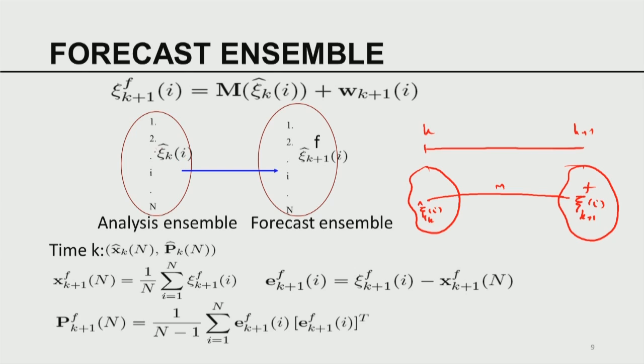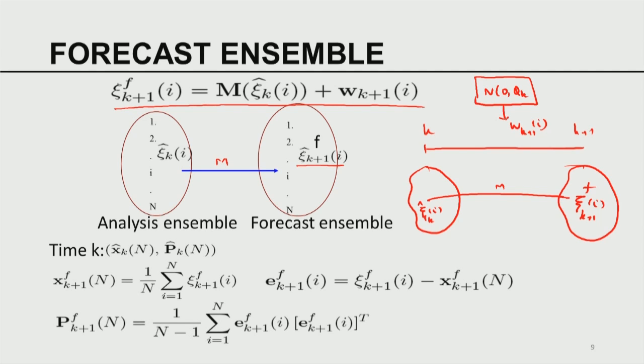Xi_k^i is the ith ensemble member at time k. By running it through the model M, I am going to get the forecast ensemble. The ith member of the forecast ensemble at time k plus 1 is obtained by taking the ith member of the analysis ensemble, running it through the model, plus adding a noise. Now let's talk about this. You don't add the same noise to every ensemble member. What is w_{k+1}^i? It is the ith realization of the model noise. This is the model noise generator, N(0, Q_k), out of which comes w_{k+1}^i.